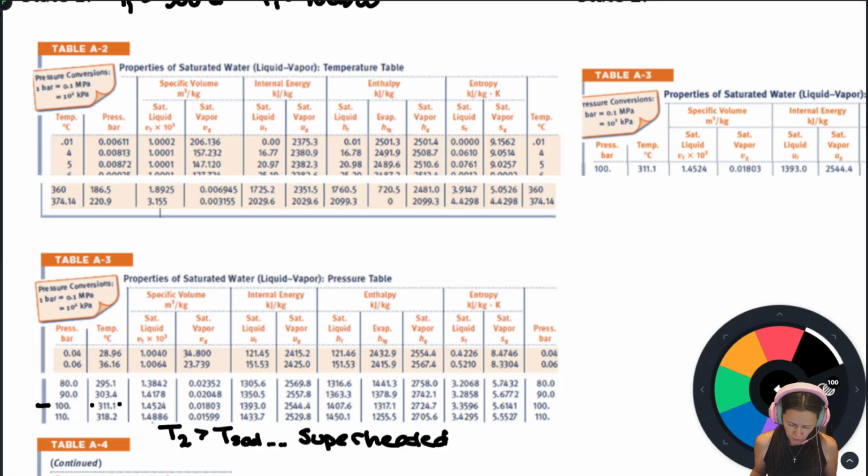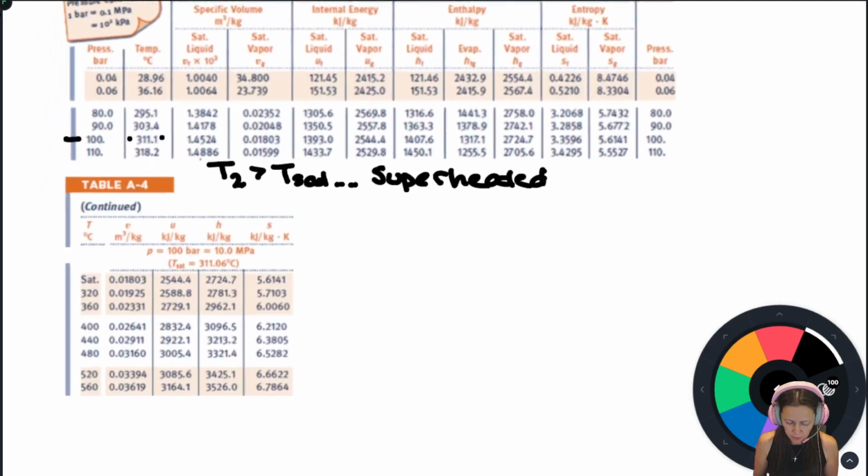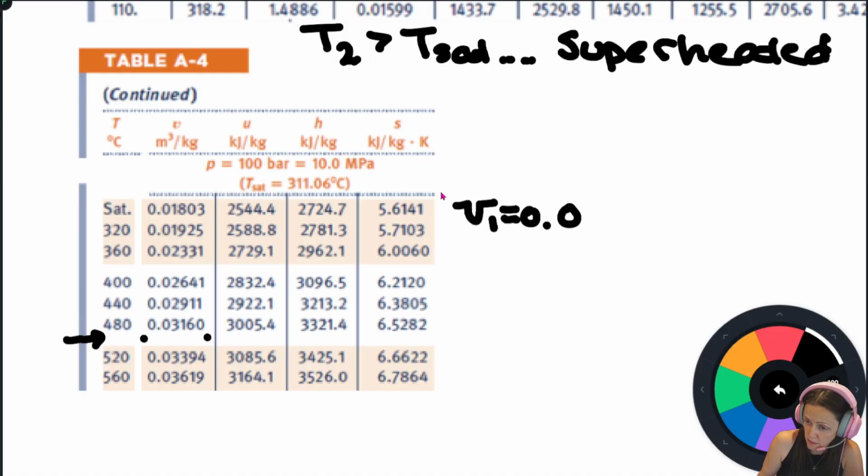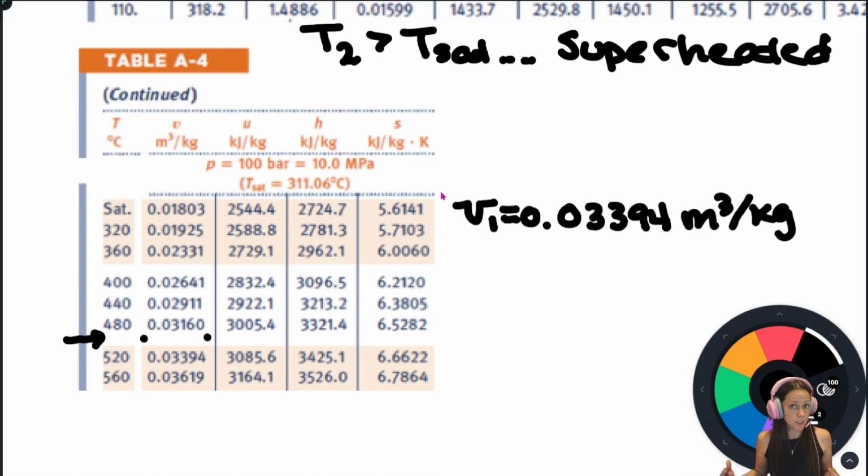Okay, so I'm going to my superheated tables. 100 bar, 500. That's going to be between those two. I could interpolate and go through that math, or I could see that I'm right between the two. Whether you interpolate or take the average, you're going to get the exact same thing, which is, let's see, my specific volume V1, 0.03394 meters cubed per kilogram. Perfect. So I think I got everything for state 1.